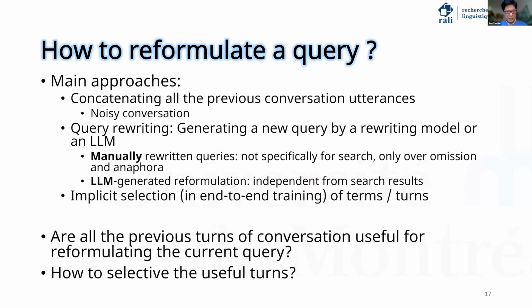So let me just mention briefly what are the common approaches to formulate a query in the conversation context. One common approach is to concatenate all the previous queries. So when we have turns in the past, we just concatenate all those turns with the current query, and that will produce a relatively long query. And in the experiments, it seems that this concatenation, which is simple, is in practice quite effective.